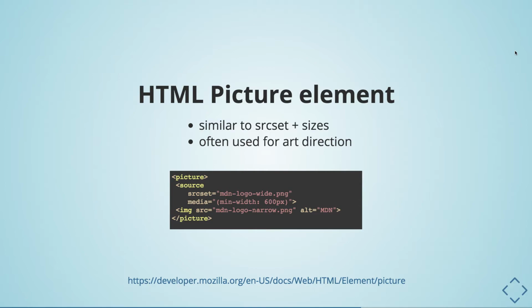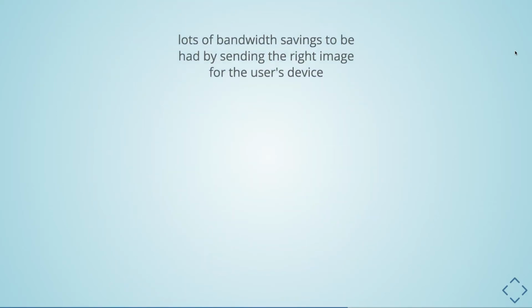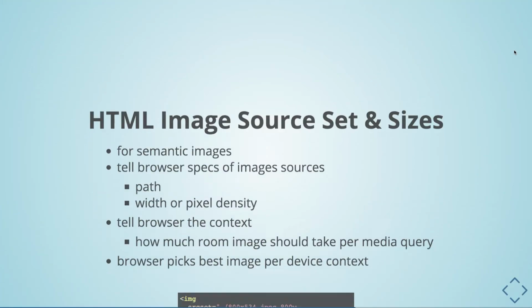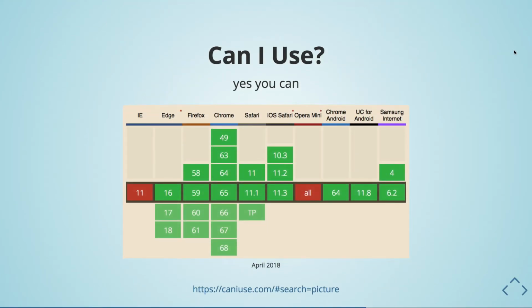Any questions or comments about that? So again, this seems like a kind of extra, but I just want to point out how much of a difference this could make. I mean, you're talking anywhere like 750K difference per image potentially. So there's potentially a huge amount of savings to be had here. And can you use it? Yes, you can. Pretty much everything supports it except for things we don't care about.